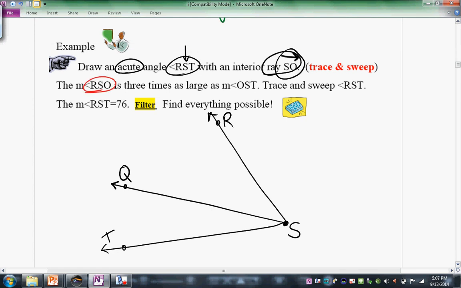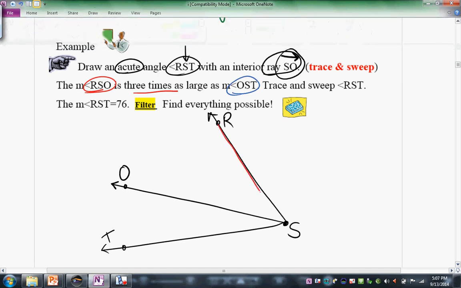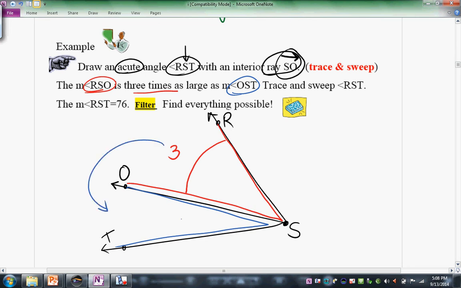Now it says that RSO, not QO, RSO is 3 times as large as OST. So let's trace and sweep. RSO is 3 times as big as OST. So this is 3 times bigger than that. We don't know either of them, so we're going to call this X, and that makes this 3X.